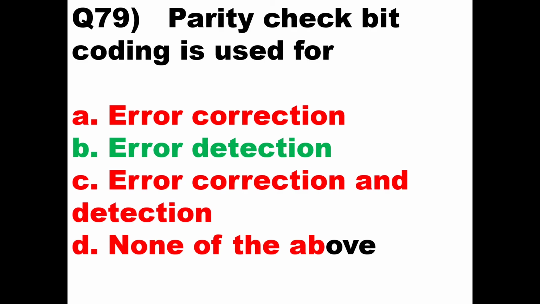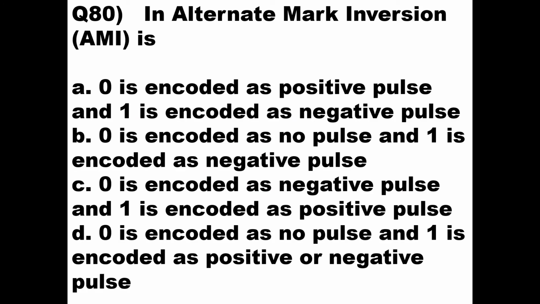Then we'll go to the next question, question number 80. In alternate mark inversion, AMI, the options are: A, 0 is encoded as positive pulse and 1 is encoded as negative pulse. Option B is 0 is encoded as no pulse and 1 is encoded as negative pulse. Option C is 0 is encoded as negative pulse and 1 is encoded as positive pulse. And option D is 0 is encoded as no pulse and 1 is encoded as positive or negative pulse. So here option D is correct.